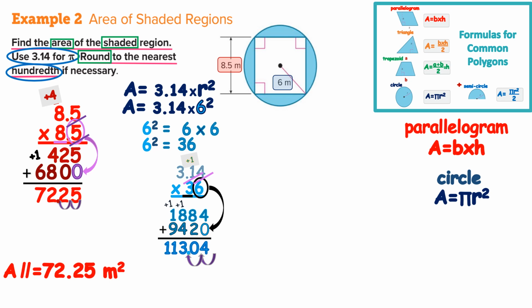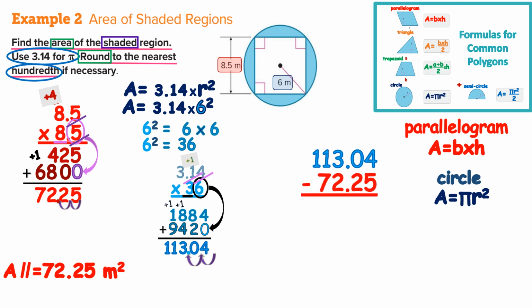So when I see that my overall circle is 113 and 4 hundredths, then I have to remember what I'm being asked to do, right? I need to find the area of the shaded region, right? So only the blue part. So that means I have to take the square's area out of the circle's area. So I have the larger number, and I'm going to subtract the smaller number.